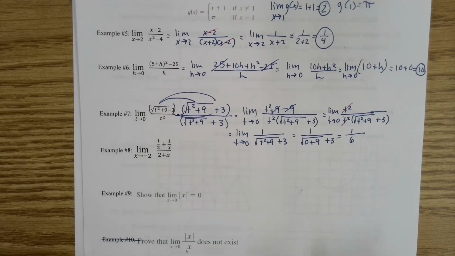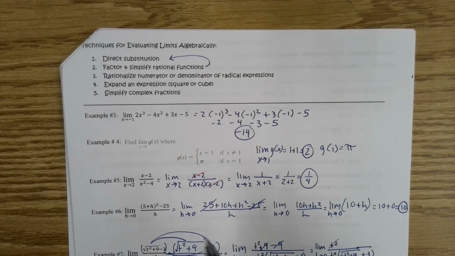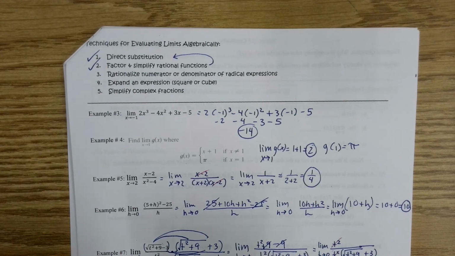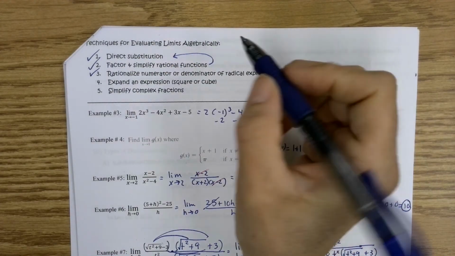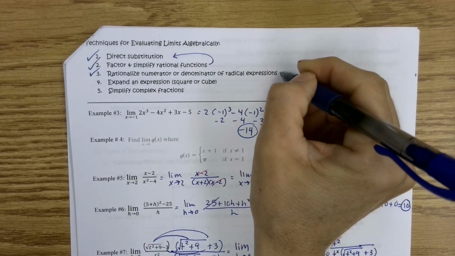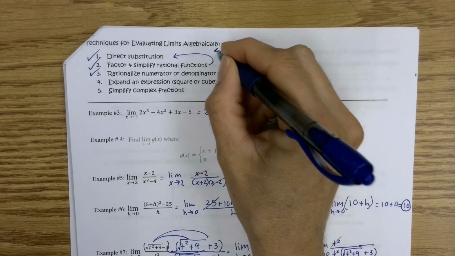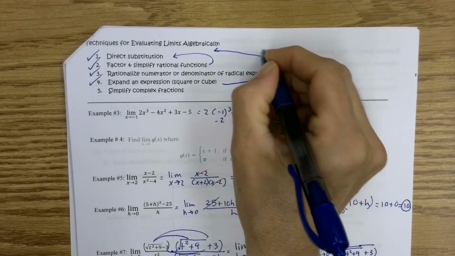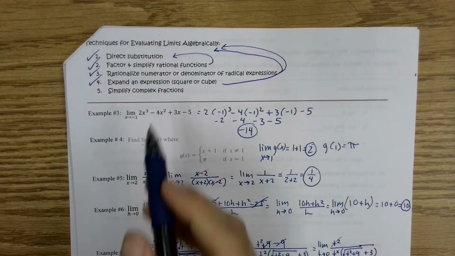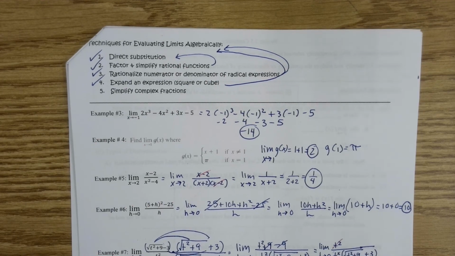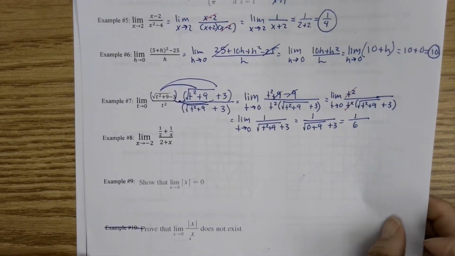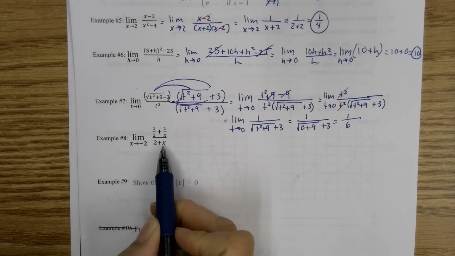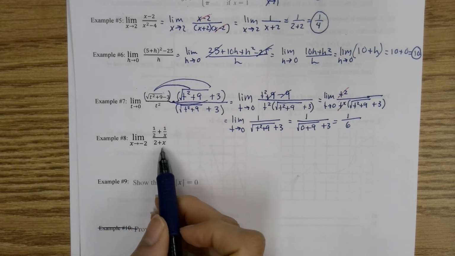Okay, example number 8. So we've done a direct substitution question. We did a factoring and simplifying rational functions problem. We did a rationalizing a numerator problem. And remember, all of these eventually take you back to direct substitution. We did an expand an expression, also eventually took us back to direct substitution. The one last type of problem we haven't seen yet, simplifying a complex fraction. So if I try to substitute a -2, I'd have 2 plus -2, which is 0, so that is not going to work.